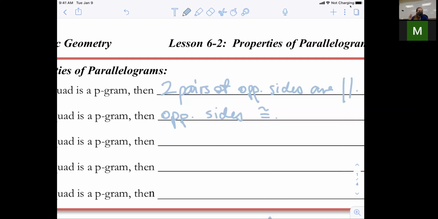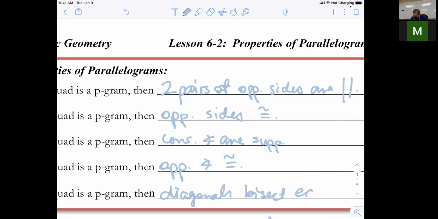Number 3 was about the consecutive angles. So we're going to write consecutive angles are sup. Again, if you have nothing else written on your paper, you should at least have this. If you learn nothing from today, you should at least have these 5 things. Number 4 is about opposite angles. Opposite angles are congruent. And the last one's the diagonals. Diagonals bisect each other. That to me is the hardest one, but we all struggle with different things.